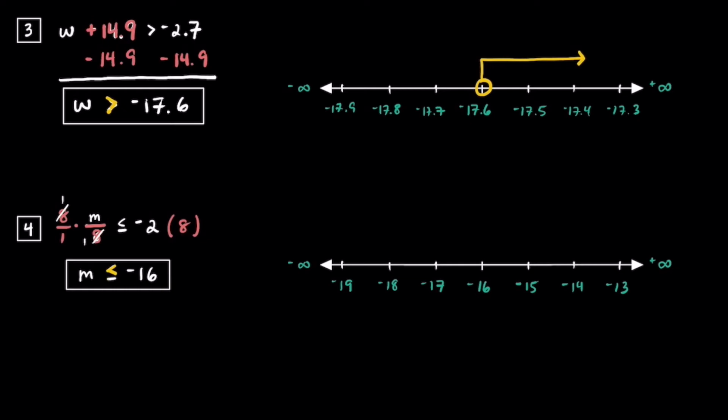Looking at our symbol of less than or equal to, we have that bar under it, so it can equal negative 16, so fill it in. Again, when we fill it in, it's allowed to equal that value. And then m has to be less than or equal to negative 16, so let's point in the direction of the values that are less than negative 16.